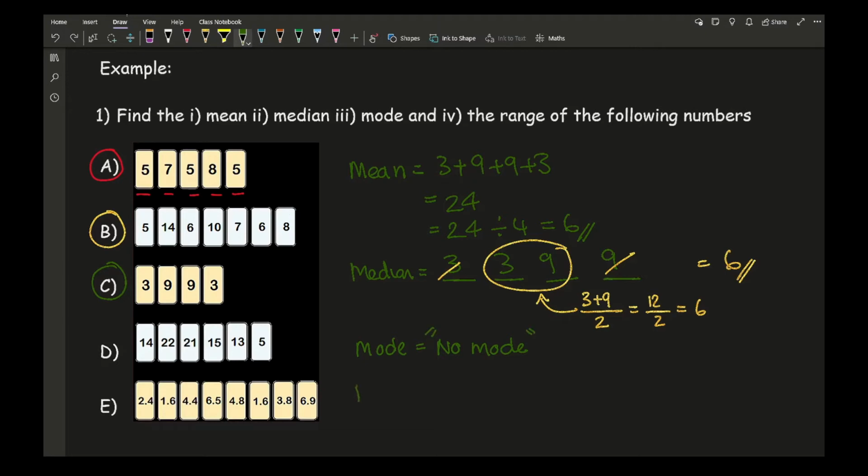And then finally for the range, again it's the biggest number, which is 9, take away 3, which leaves me with an answer of 6. And there is our final answer for those 4 aspects. So again, moving on to question D.